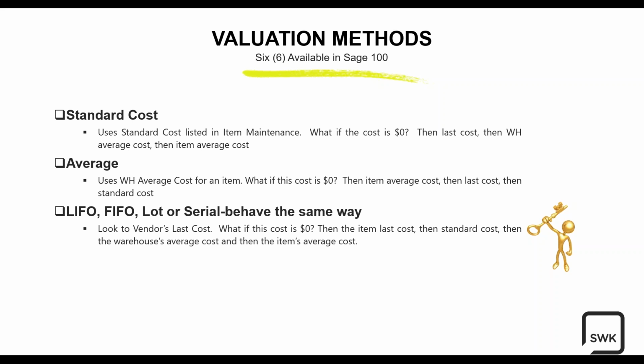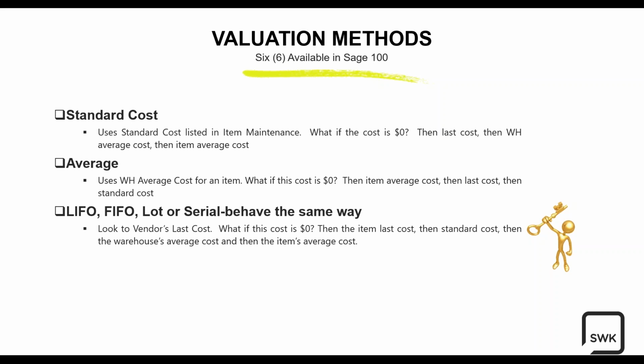The last four valuations in Sage 100, LIFO, FIFO, LOT, or serial, behave the same way. So this first looks to the vendor's last cost. In item maintenance, under the More tab, there's a vendor option, and in that vendor option, it'll show you that particular vendor's last cost. If that is zero, or let's say you haven't purchased from that vendor before, so there's no vendor record for this particular vendor, then the last cost of the item will be used. So it's going to look at item maintenance, the last cost there.